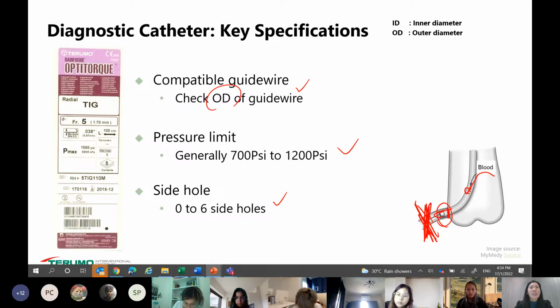So usually the opening of the ostium is a bit bigger than the tip of your guiding catheter, so you don't need this.